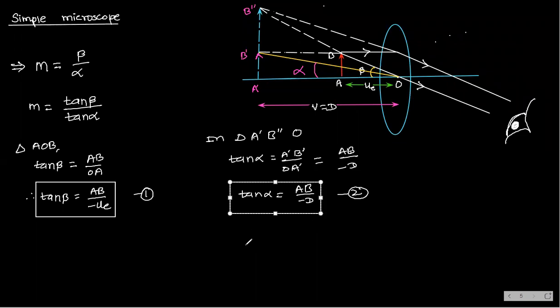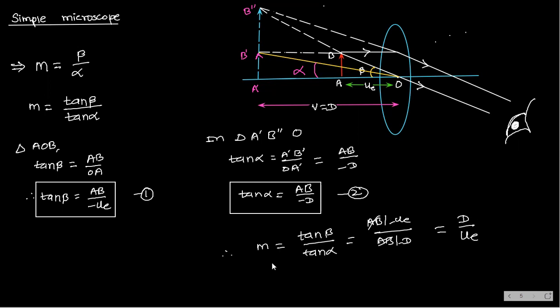Now we have tan alpha and tan beta. Therefore, magnifying power M is equal to tan beta divided by tan alpha. Substituting, we get AB by minus UE divided by AB by minus D. AB cancels, and the minus also cancels. You are getting D by UE. So the magnifying power is M equal to D by UE. Clear? I'm taking it to the next page.